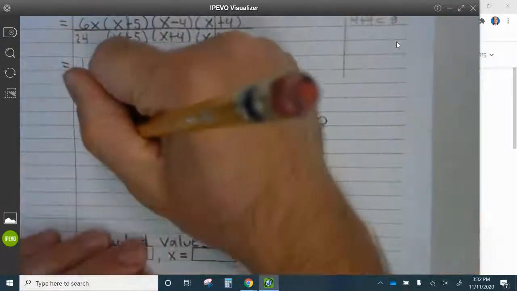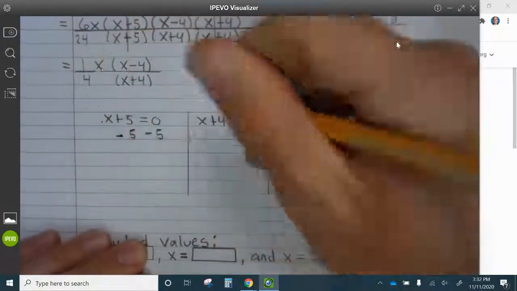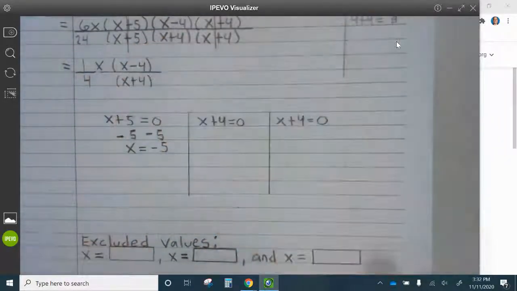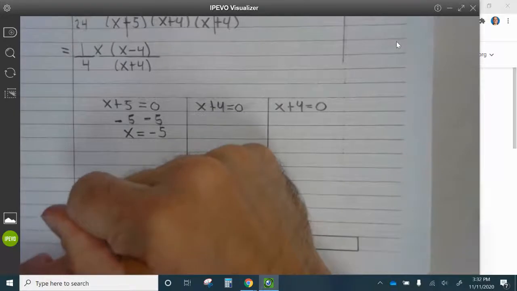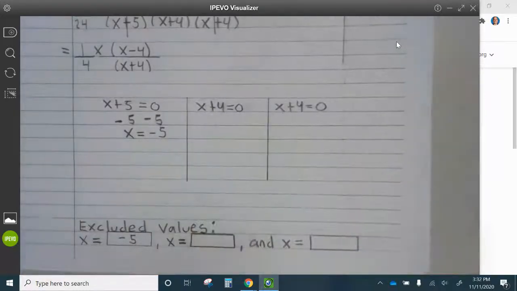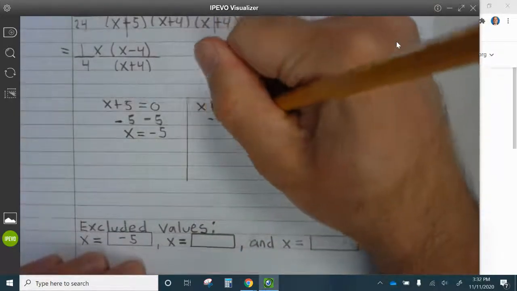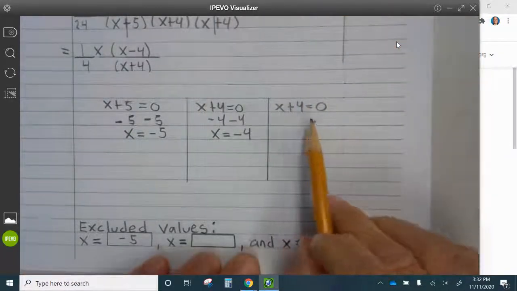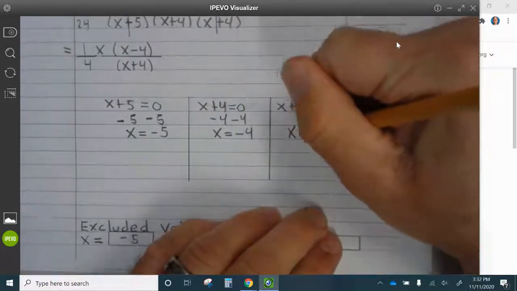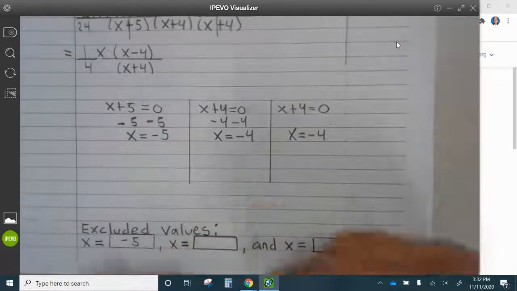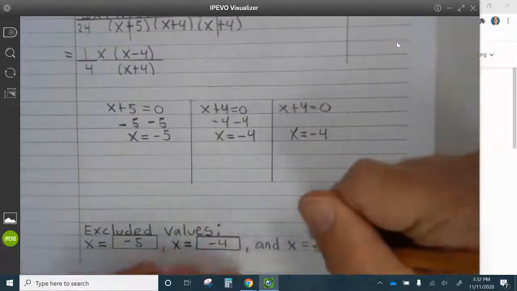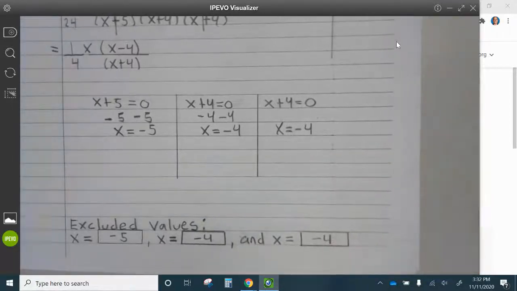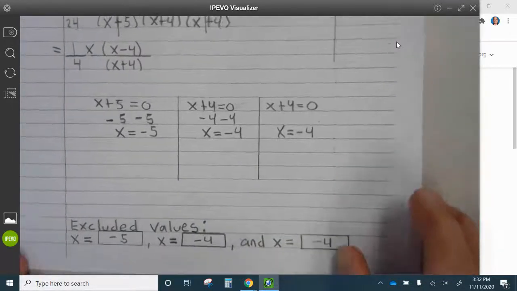Okay, so here we subtract 5 from both sides. So x equals -5 is one of our excluded values. Here we subtract 4 from both sides. X equals -4. We would do the same here, so we know that this equals -4. So it's -4 and -4. Okay, that should help you on question number 5.